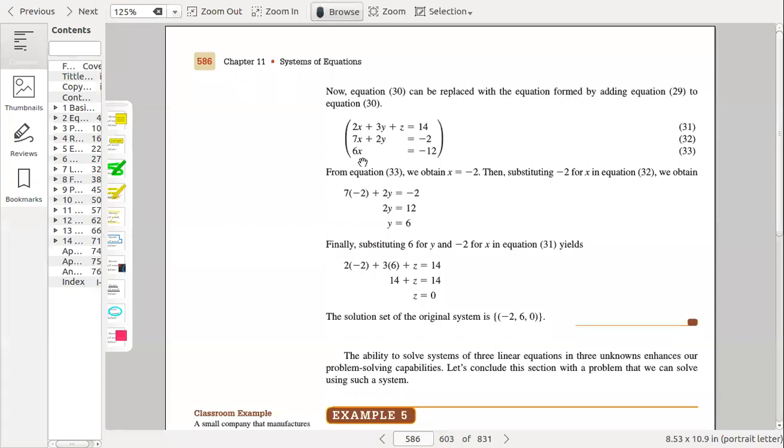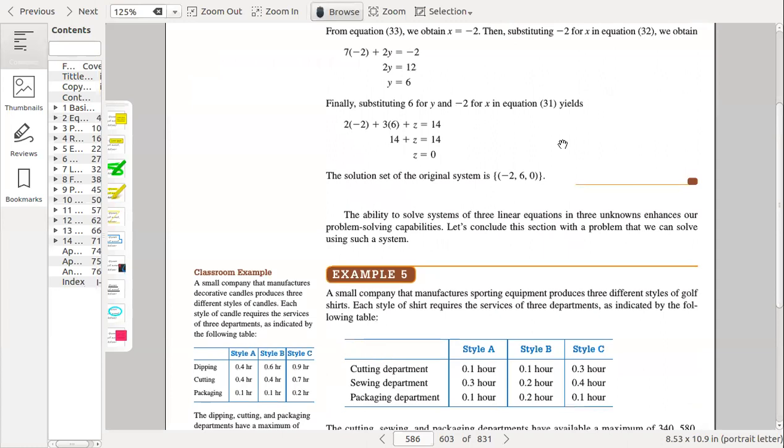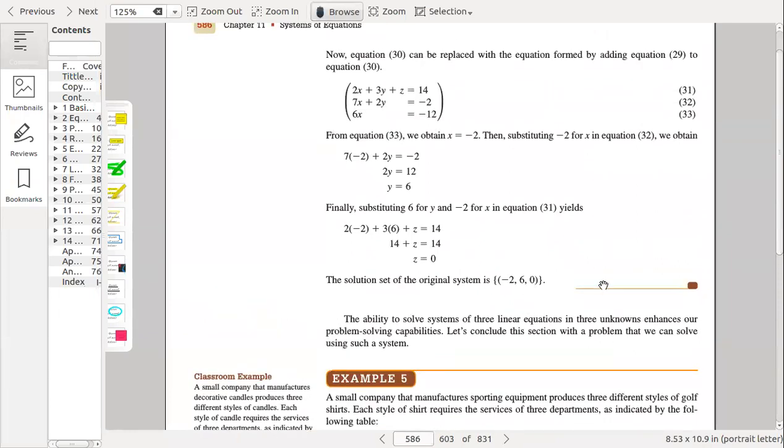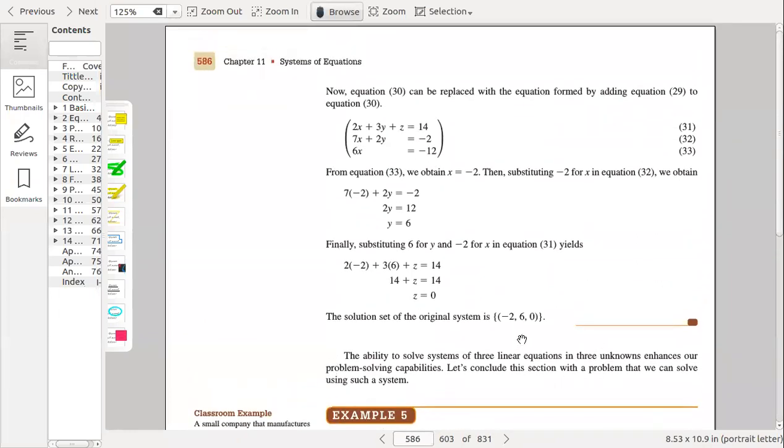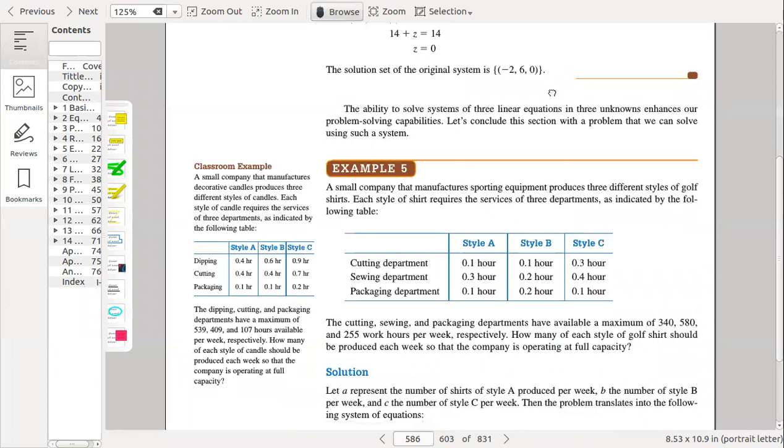So then you have x equal to minus 2, and this value of x can be substituted in equation 2, and you have y equal to 6. So minus 2 and 6 can be substituted in the first equation, and you will get z equal to 0. So in this way, we have the solution of this system: minus 2, 6 and 0.